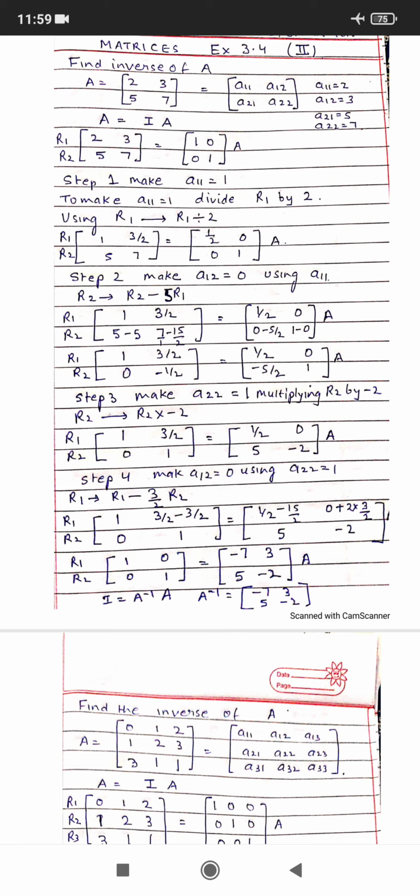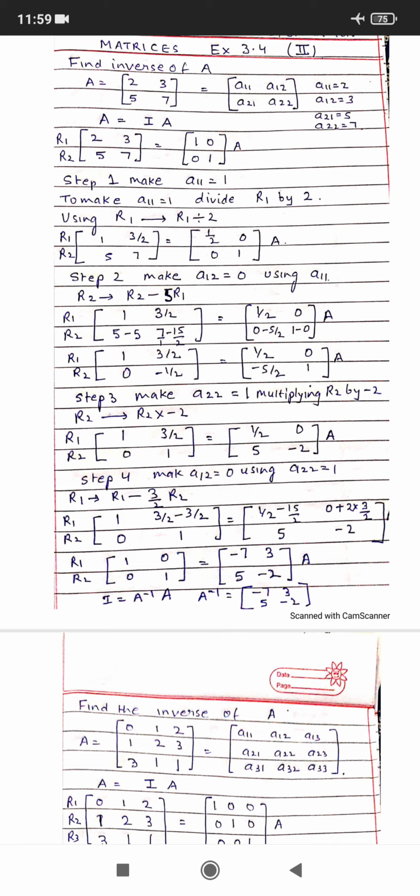R1 is 1, 3 by 2. R2 becomes 5 minus 5, 7 minus 3 fives are 15 by 2. Then on right hand side it becomes 0 minus 5 into half, then 1 minus 5 into 0, that is 0. So R1 and R2 now are 1, 3 by 2; 0, minus half on the left side, and half, 0; minus 5 by 2, 1 on the right hand side. We write A along with it in every step.